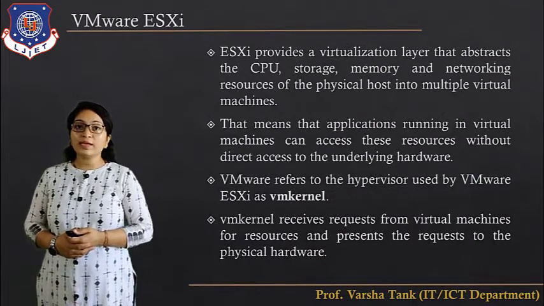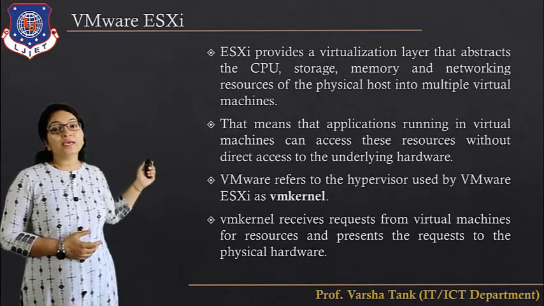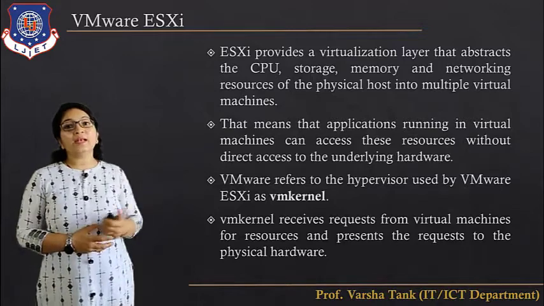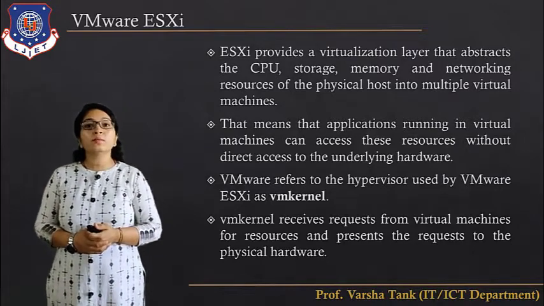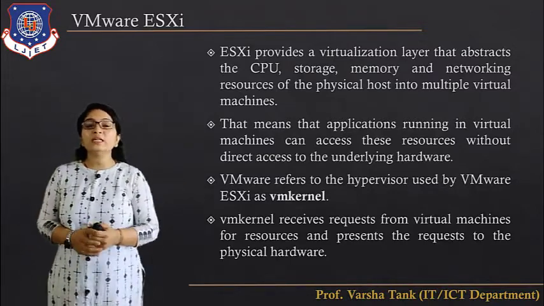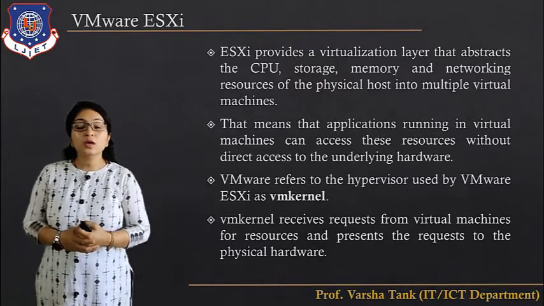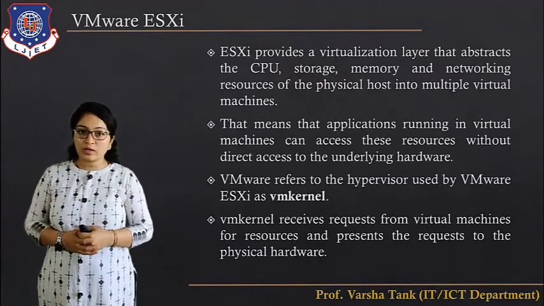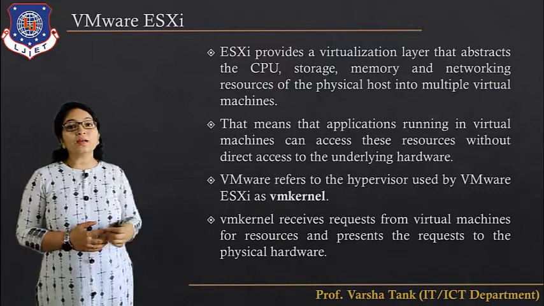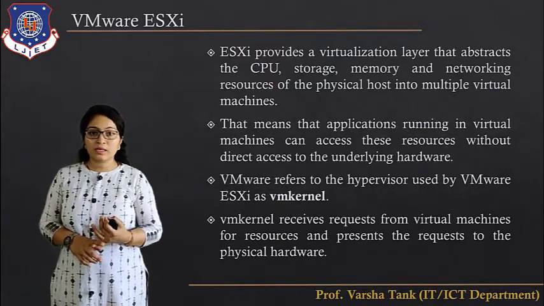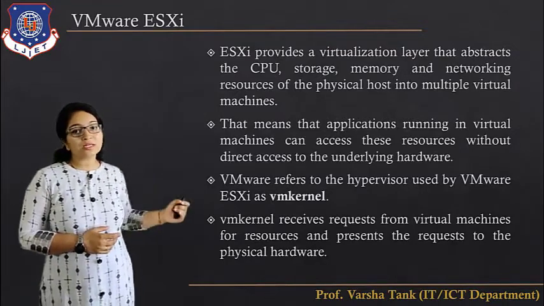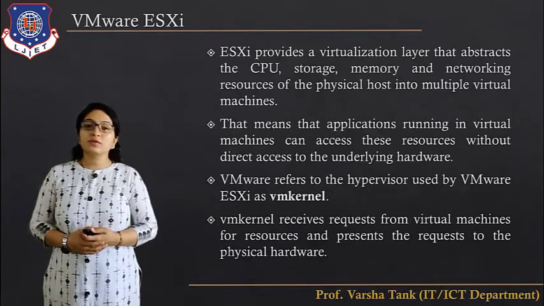Now the next one is VMware ESXi. What is this? ESXi provides a virtualization layer that abstracts the CPU, storage, memory and networking resources of the physical host into multiple virtual machines. This is also one type of hypervisor. That means the applications running in the virtual machines can access these resources without direct access to the underlying hardware. VMware refers to the hypervisor used by VMware ESXi as the VMkernel also. The VMkernel receives requests from the virtual machines for resources and presents the requests to the physical hardware.